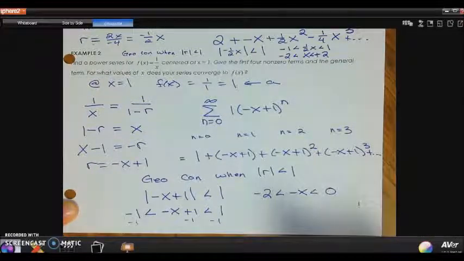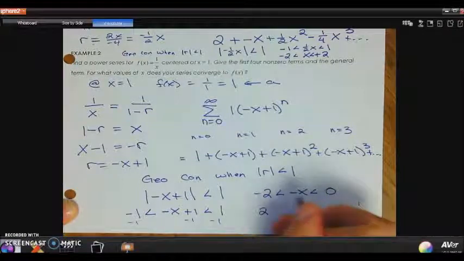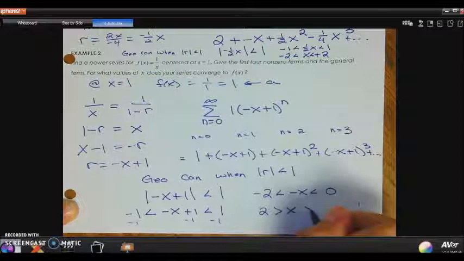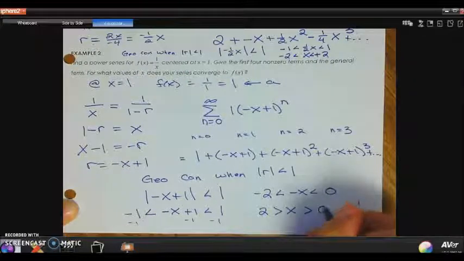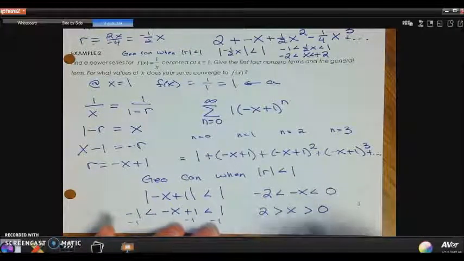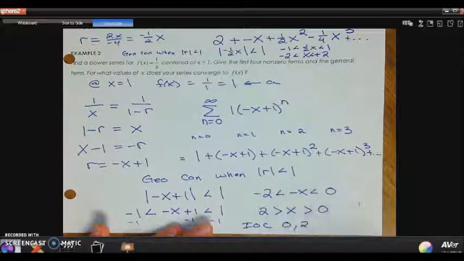Now be careful when you divide by that negative, so you're going to get 2, you have to flip the inequality sign. So this is going to be kind of weird. You have to be careful when you read this. So now x is bigger than 0, x is less than 2. So your interval of convergence is going to be 0 to 2 this time.